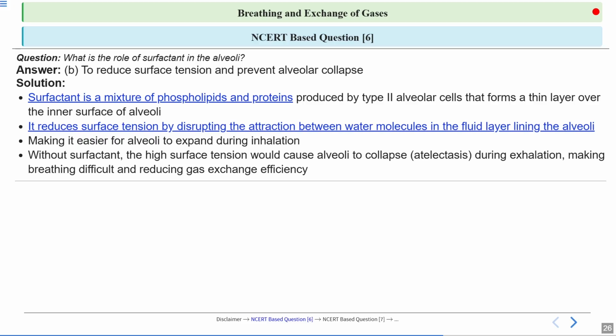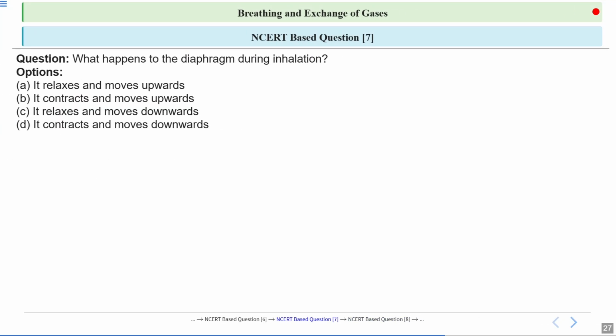Moving to our next question. What happens to the diaphragm during inhalation? A, it relaxes and moves upward. B, it contracts and moves upward. C, it relaxes and moves downward. D, it contracts and moves downward. Let us see the answer of this question.